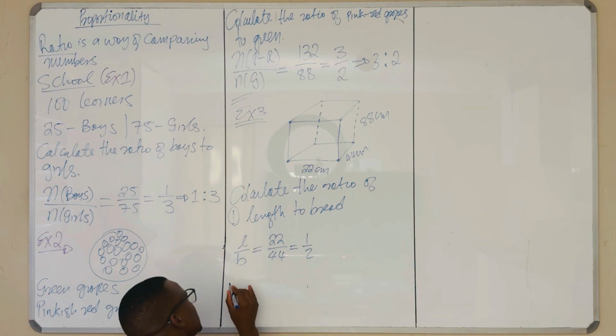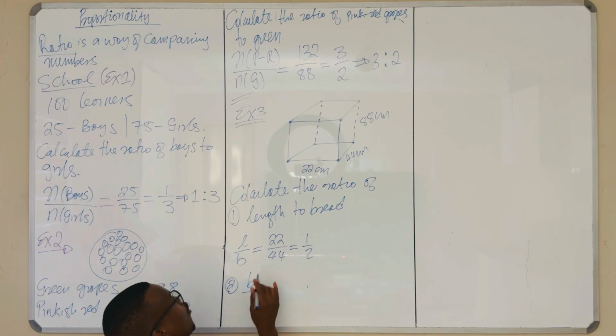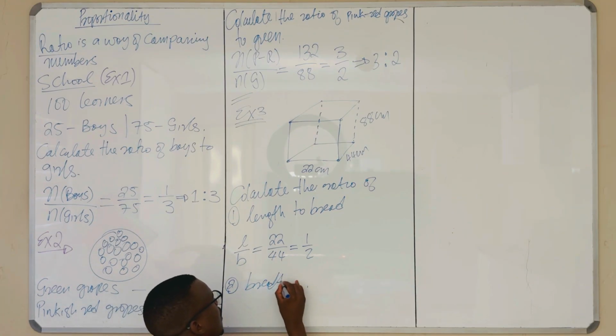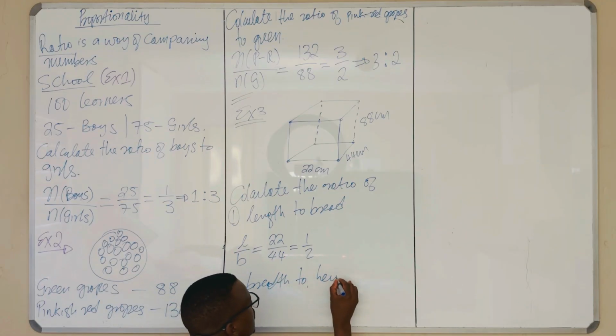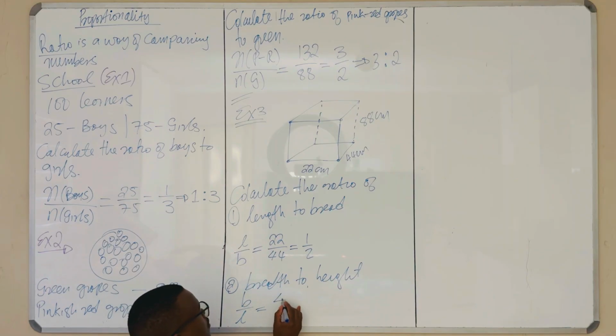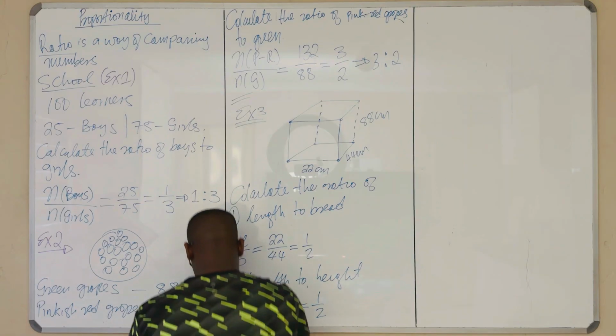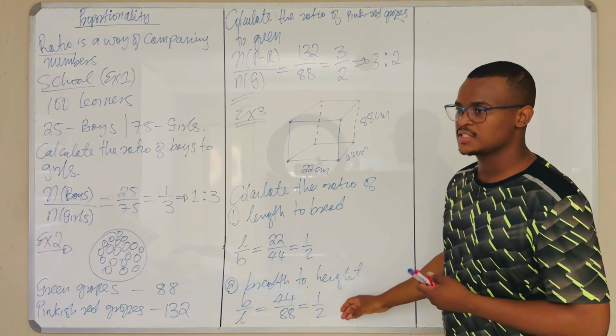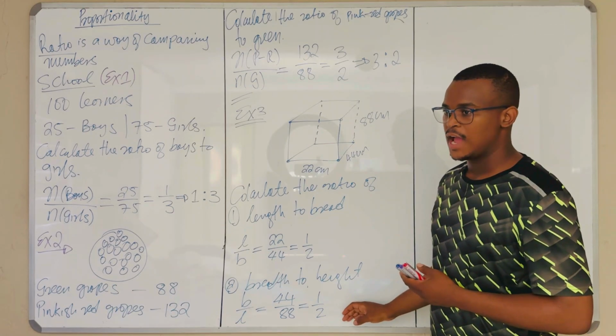Yes. Let's say you were asked to find now the ratio of your breadth to your height. So you say, okay, my breadth to my height is equal to 44 over 88. What is that? It's also a half. Are you happy with that? Yes. So these two ratios of yours are equal. Are you happy with that?